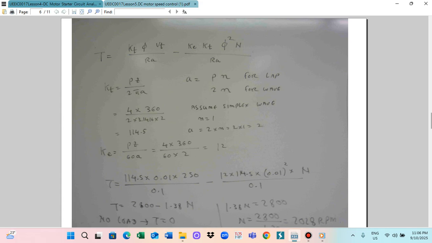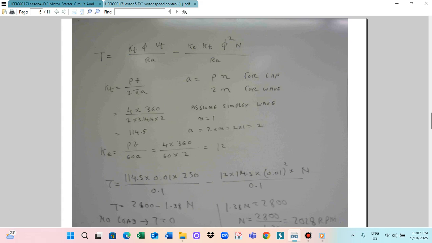The KT formula is given as PZ divided by 2πA. So we calculate KT. KT is equal to PZ divided by 2πA. P is the number of poles; in the problem it is already given that this is a 4-pole wave winding, so P is equal to 4. And the number of armature conductors is already given as 360, and A is the number of parallel paths.